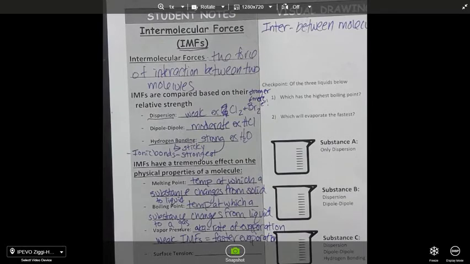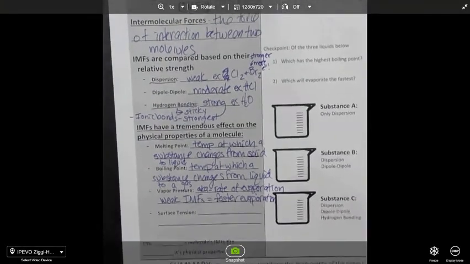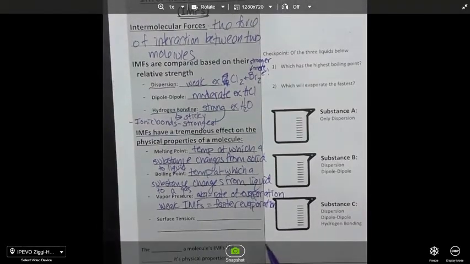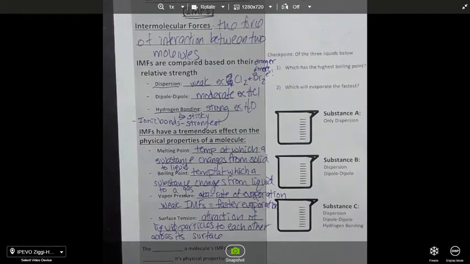All right, and last but not least is surface tension. And surface tension is the attraction of liquid particles to each other across its surface. So basically it's just saying that liquids that are sticky, that like to stick to one another, they have strong intermolecular forces. So the stickier a liquid is, the stronger the intermolecular force.